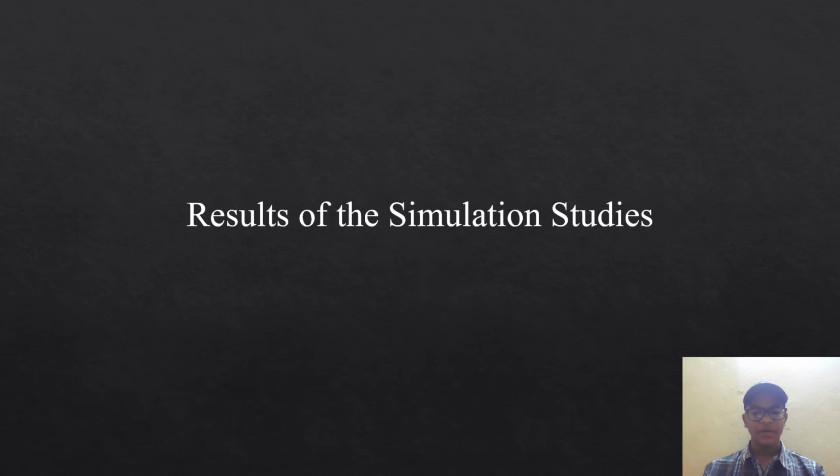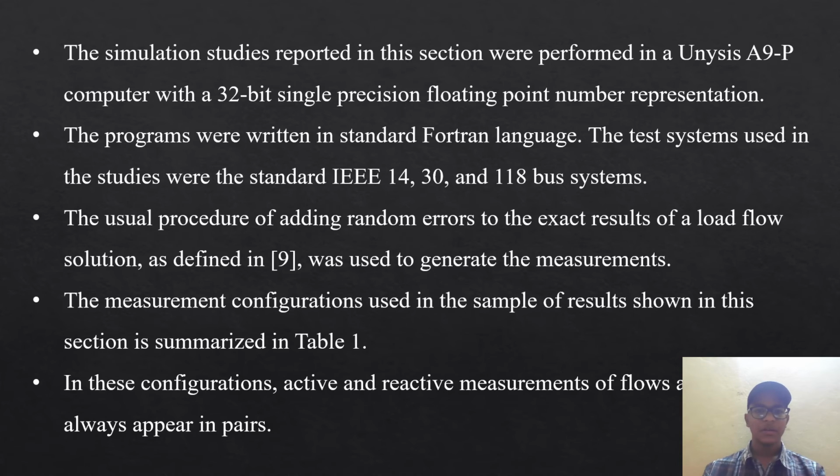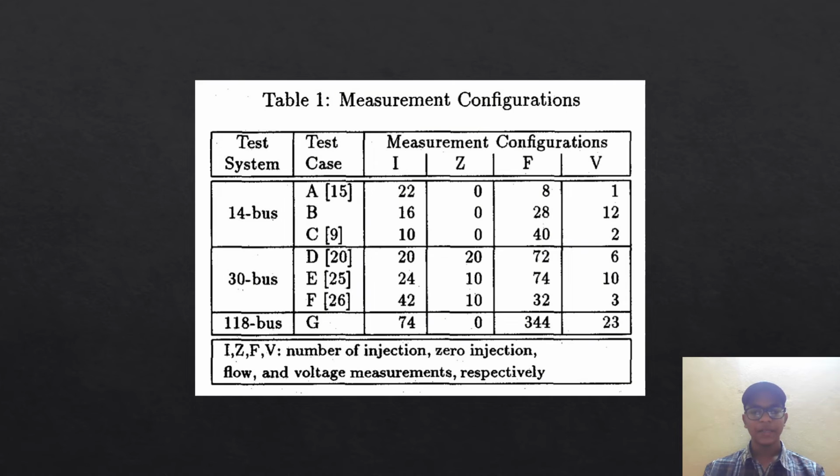Now we are going to discuss the results of the simulation studies. The simulation studies reported in this section were performed on a Unisys A9P computer with a 32-bit single precision floating point number representation. The programs were written in standard Fortran language, and the test systems used in the studies were the standard IEEE 14, 30 and 118 bus systems. The usual procedure of adding random errors to the exact results of a load flow solution, as defined in 9, was used to generate the measurements.